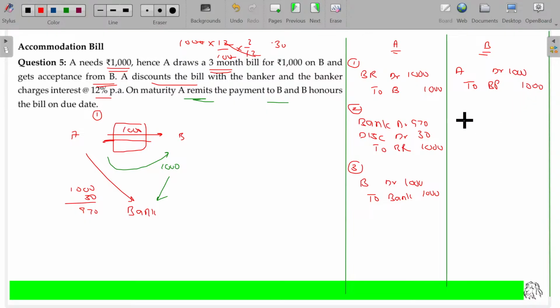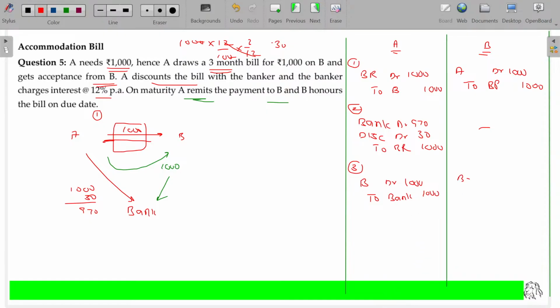For the second one, no entry. Okay, on discounting, no entry. At the time of honoring, B has to get the money from A because it's not a trade bill. Trade bill means he could already have purchased something, for which he has to pay. But here such an initial due is not there.